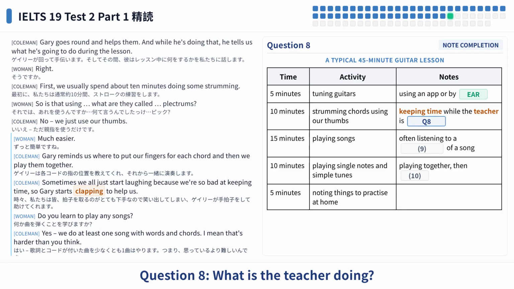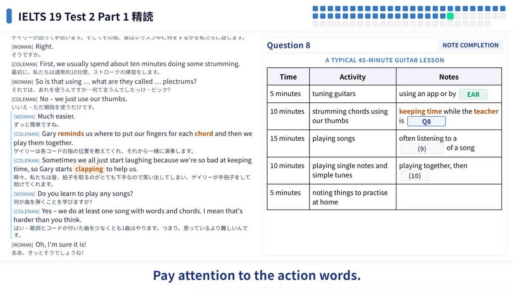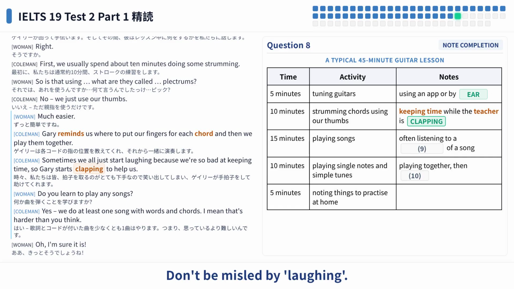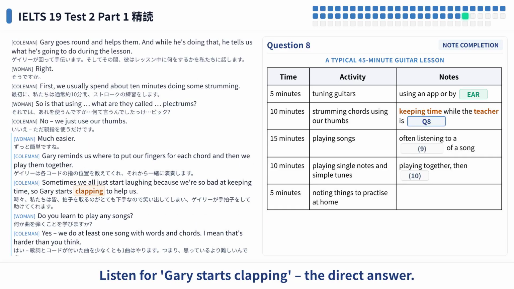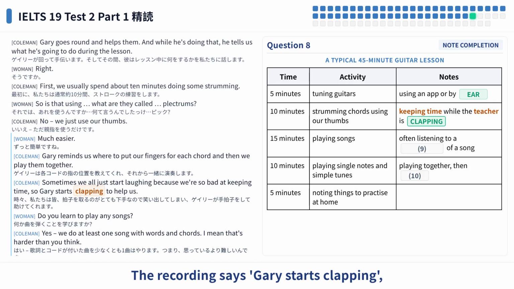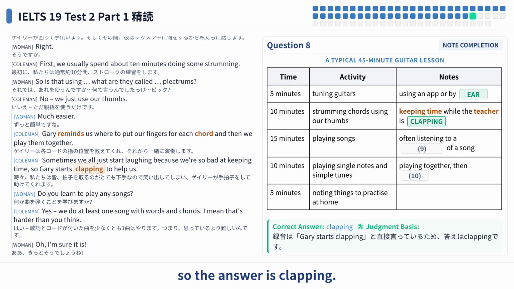Question 8. What is the teacher doing? Pay attention to the action words. There may be other actions mentioned, but focus on the teacher. The clue is, while the teacher is verb-ing. Don't be misled by laughing. Listen for Gary starts clapping, the direct answer. The recording says Gary starts clapping, so the answer is clapping.